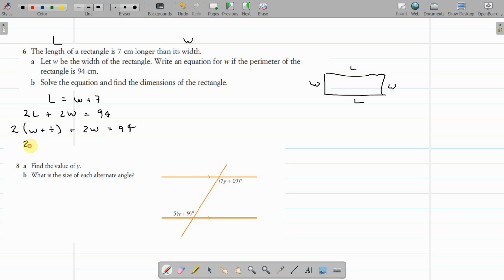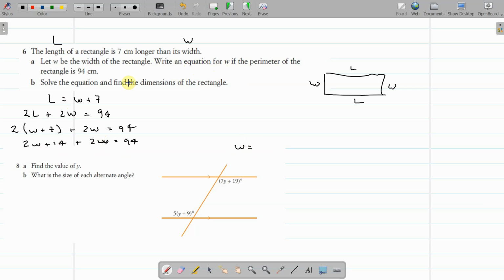Expand that to 2w plus 14 plus another 2w equals 94. Then I think you probably just need 2 steps maybe to get to the point where you've got w equals. So you need to show all this and then get to the point where you've got w equals.